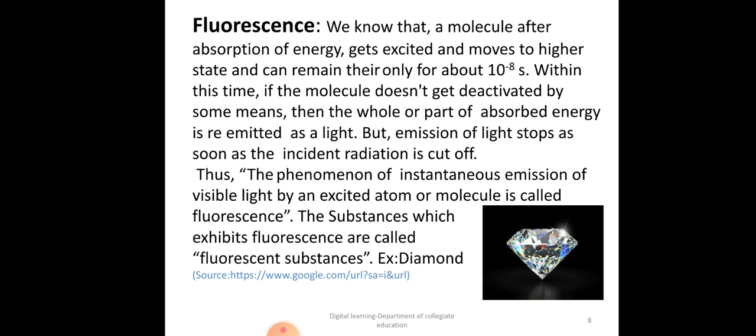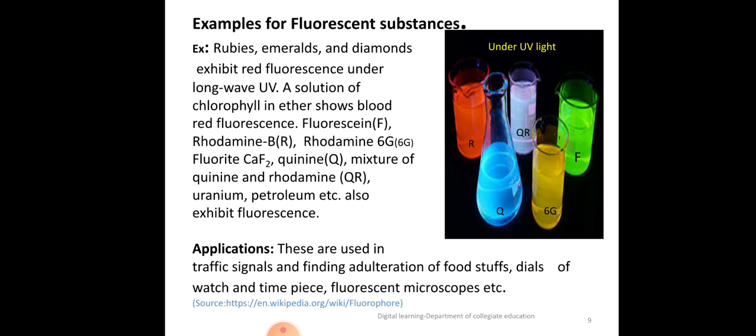Example, diamond. Other examples of fluorescent substances: rubies, emeralds, diamonds exhibit red fluorescence under long wave UV. A solution of chlorophyll in ether shows blood red fluorescence. In the given slide, fluorescein, rhodamine, rhodamine 6G, fluorite, calcium fluoride, quinine, mixture of quinine and rhodamine, uranium, petroleum, etc. also exhibit fluorescence. Fluorescent substances are used in traffic signals, finding adulteration of foodstuffs, dials of watches and timepieces, fluorescent microscopes, etc.